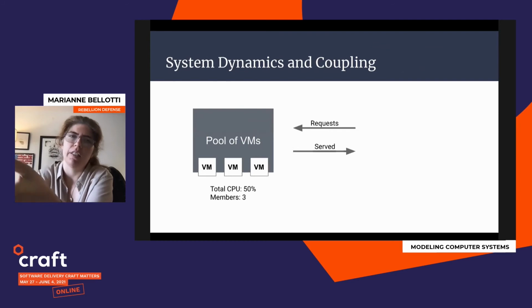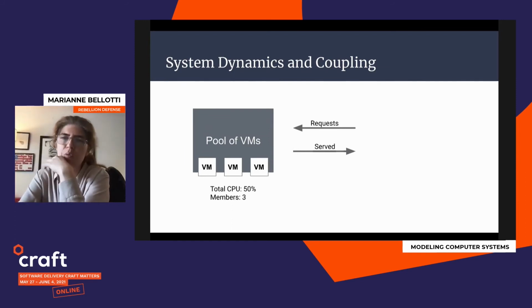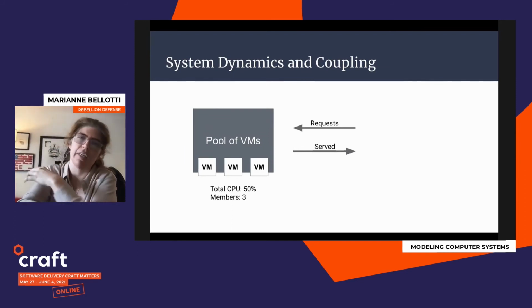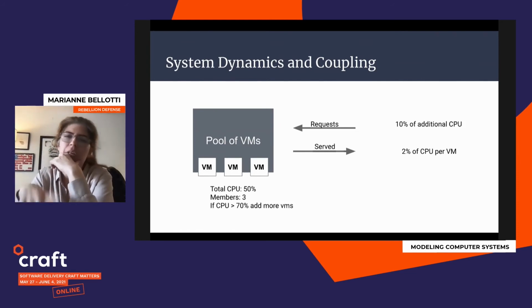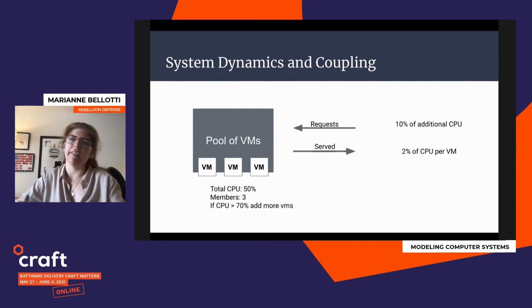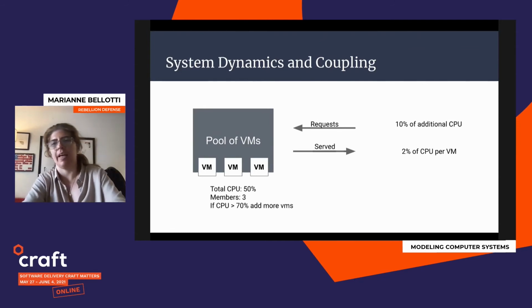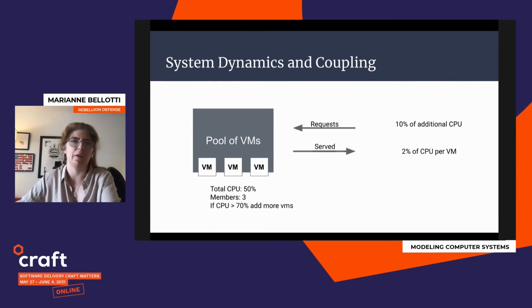I can go back to this example: we've got a pool of virtual machines, and we want to know the dynamics of the load balancer, with requests coming in and then requests being served out. With a conventional load balancer, let's say if CPU utilization is more than 70%, then we want to add more VMs. So we can calculate how many requests we are getting, the growth of our requests, and how that would impact our utilization and lead to that behavior. All of that is pretty straightforward, right?